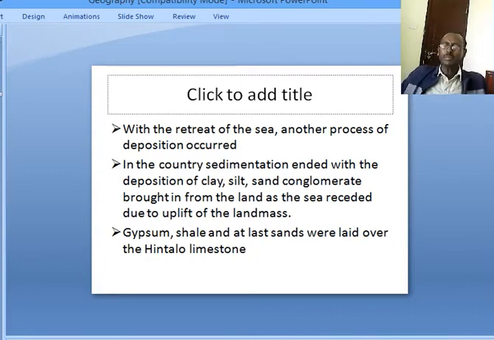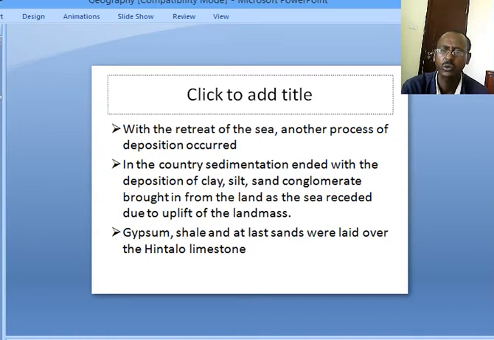When the sea retreats backward, in the country, sedimentation ended with the deposition of clay, silt, and sand conglomerate brought in from the land as the sea receded due to uplift of the land masses. Gypsum, shale, and lastly sands were laid over the Hintalo limestone, because the Adigrat sandstone and the Hintalo limestone were old.